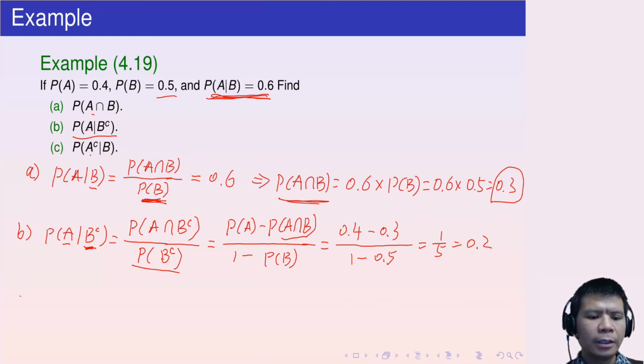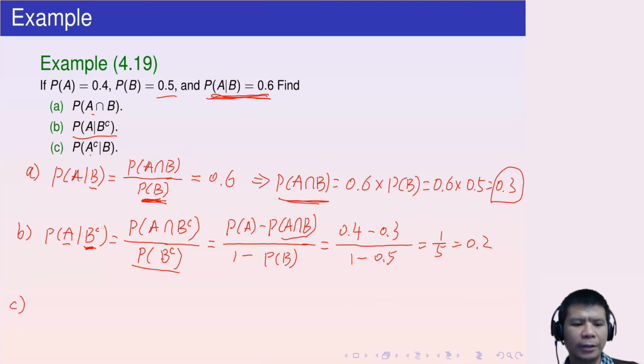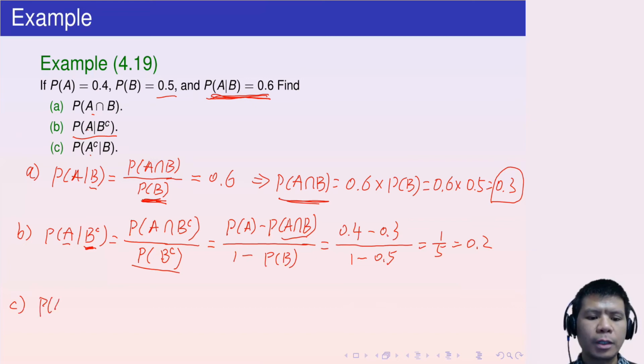Okay, now let's consider C. All right, how about C? Can we find this conditional probability? So for this C, the event of interest is the complement of A, and the event that serves as a condition is B. Okay, so how to find this? A complement given B. All right, so this is, again, by definition, the intersection of these two events. One is A complement, the other is B. So A complement intersect B.